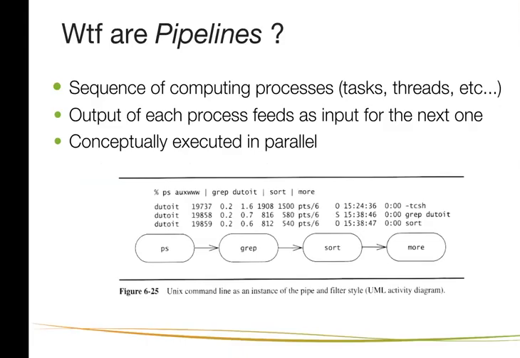First of all, what is a pipeline? A pipeline in Unix terms is a sequence of computing processes like tasks, threads, etc., where each process can feed the next one. We have an example there of a pipe in Unix: a ps, a grep, a sort, and a more. The output of the first one feeds the second one, and so on. So this is the concept of a pipeline. It is also conceptually executed in parallel because we want to speed things up.